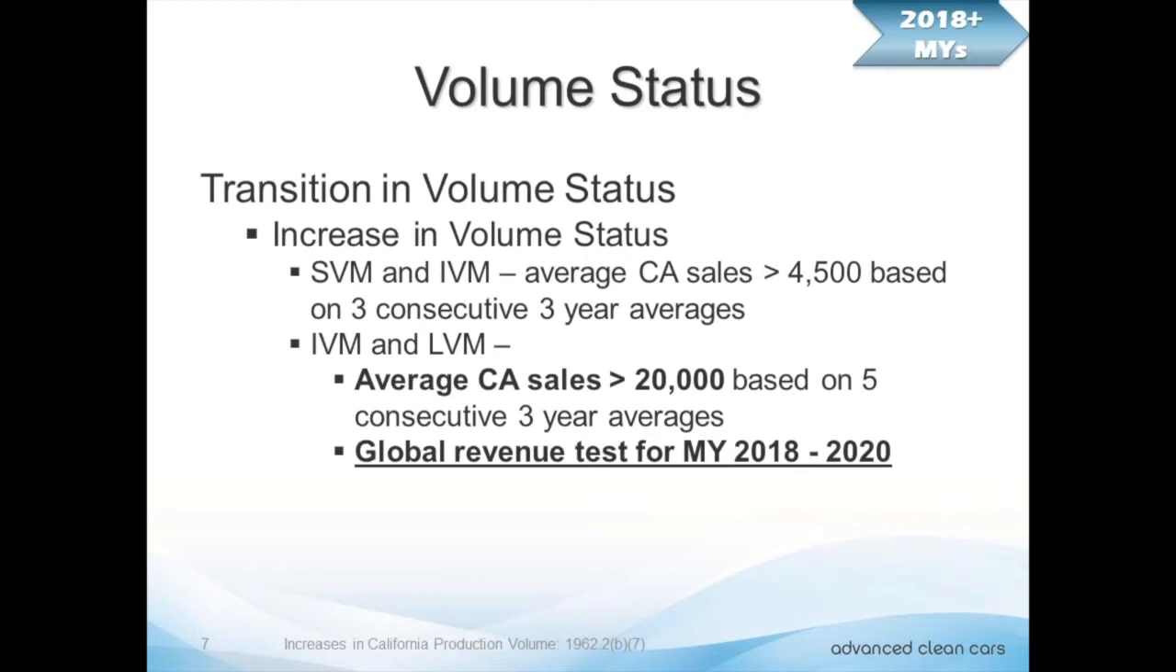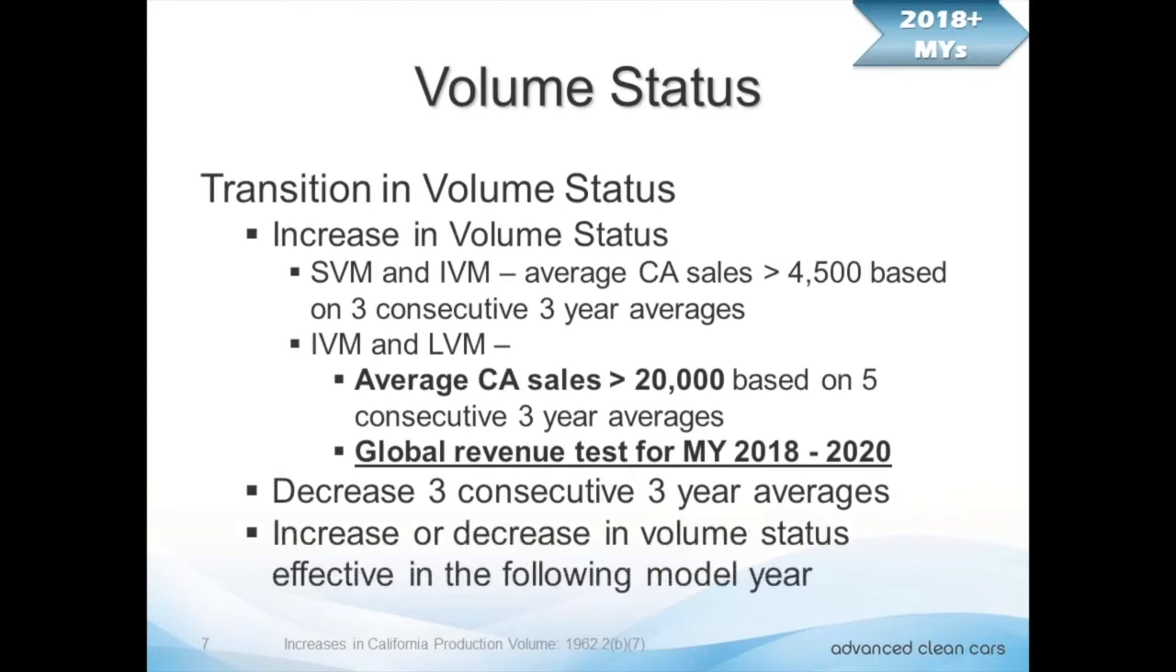For all manufacturers, a decrease in volume status is based on three consecutive three-year averages. The increase or decrease in volume status will be effective in the following model year. Let's take a look at how this calculation works in a little more detail.